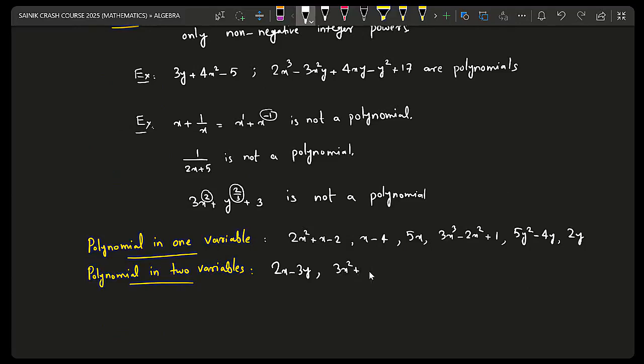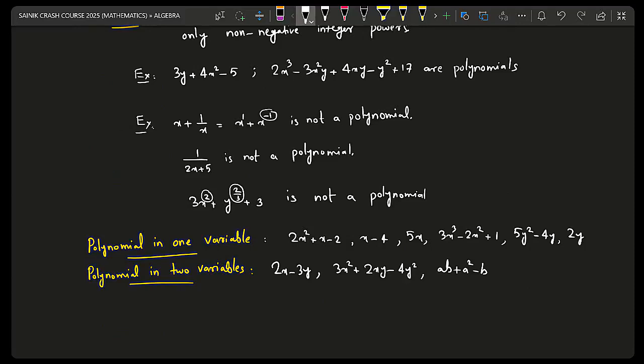3x square plus 2xy minus 4y square. This is also a polynomial in two variables. ab plus a square minus b. This is also a polynomial in two variables. First of all, it is a polynomial because all the powers are non-negative integers. Then they have two variables. That's why they are polynomials in two variables.